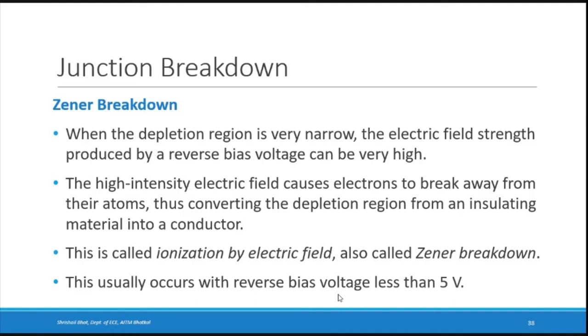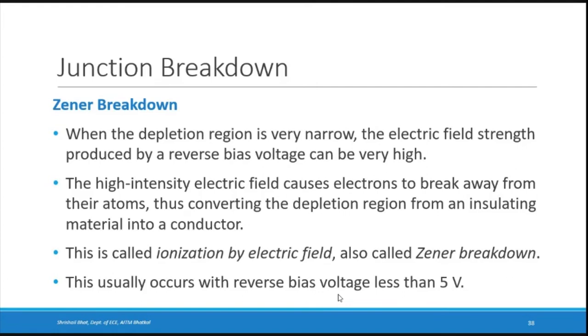Because of this high strength, high intensity electric field, the electrons gain energy and break away from their respective atoms. Because of the electric field, the valence band electrons are removed away from their atoms.